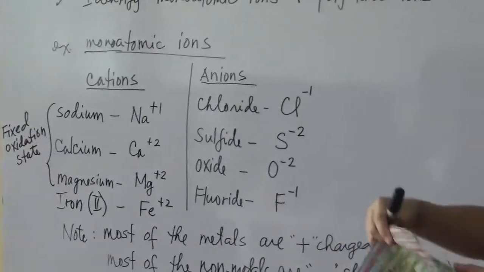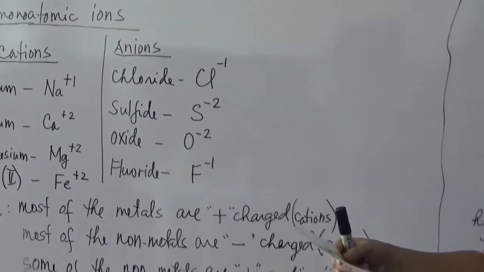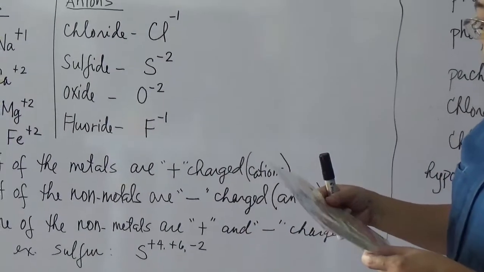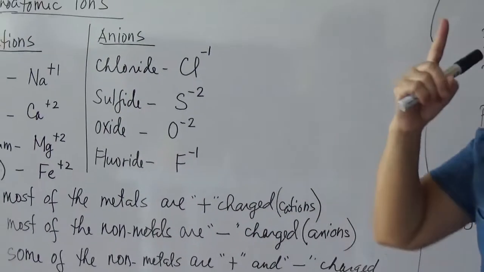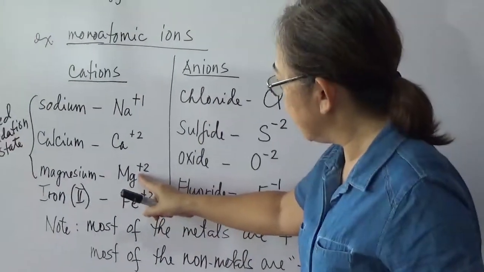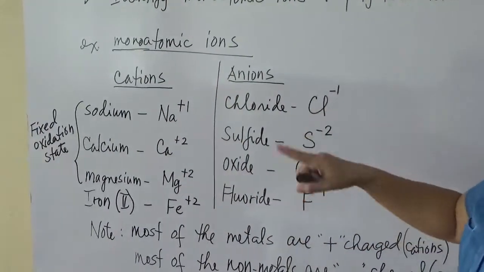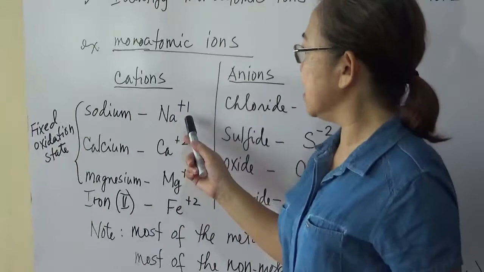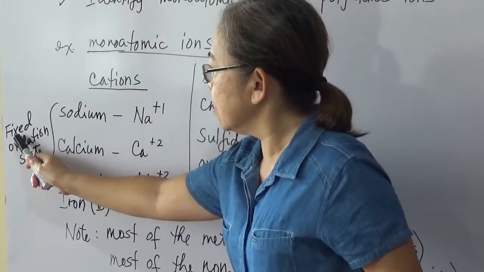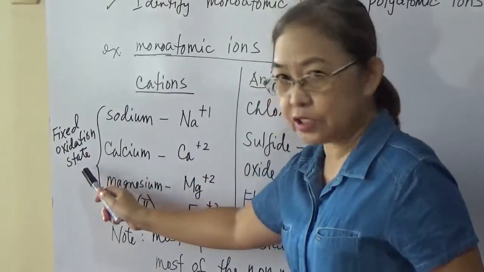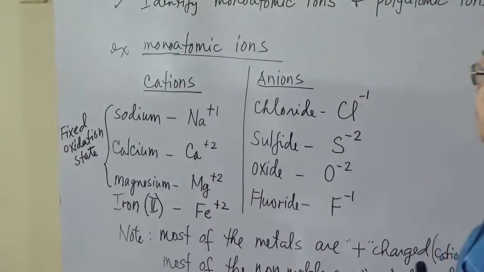Magnesium. Check it, magnesium is found where? It is in group 2A, Mg. It has only one charge, and that is +2. So, elements or atoms with only one oxidation state are termed as fixed oxidation state. Fixed. Okay, so how to name it?